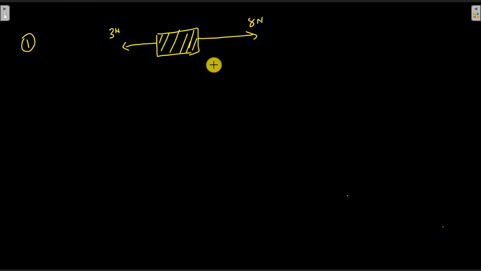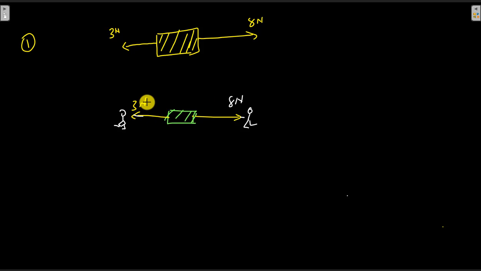Okay, so let's begin with this one-dimensional problem. We have a block, perhaps, and then we have two forces, a force of 8 newtons. So let's suppose someone is pulling this block with 8 newtons towards the right, and then we have a force of 3 newtons towards the left. Suppose someone is pulling this object towards the left with a force of 3 newtons.